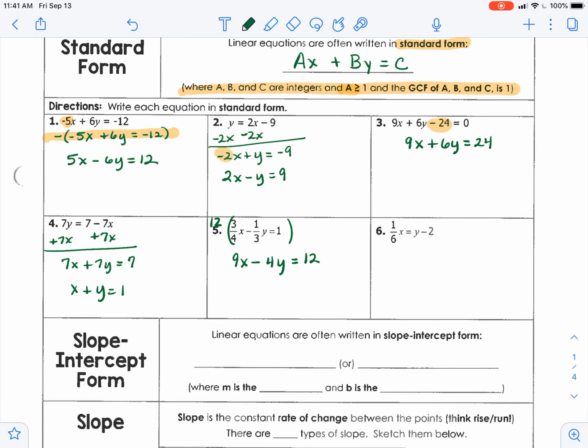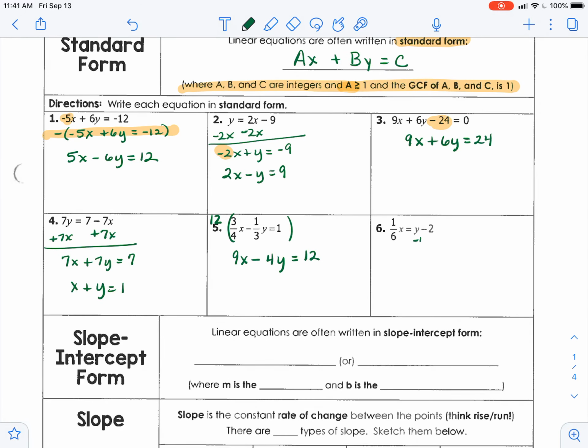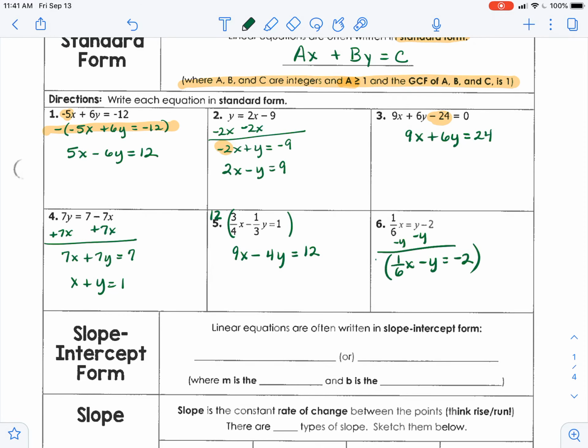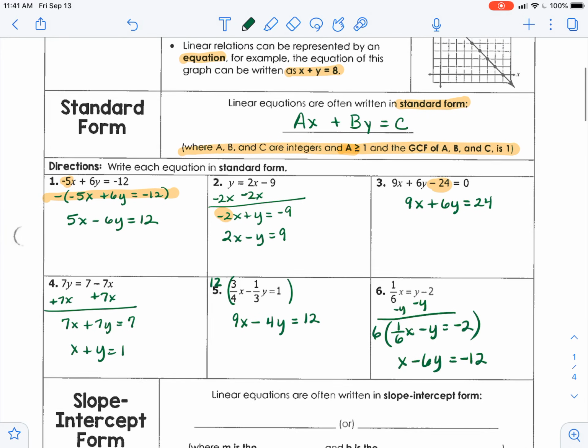Number 6, our y needs to be moved over to the other side. So 16x minus y equals a negative 2. Again, though, my x is not greater than 1, so I'm going to need to multiply everything by 6. So I would get x minus 6y equals a negative 12. Okay? So that is how we do standard form.